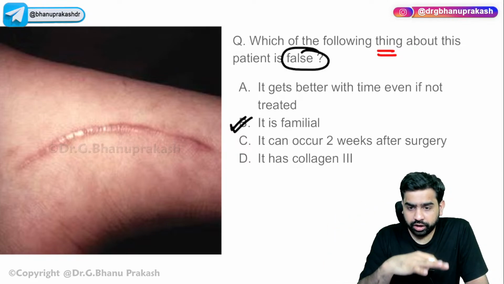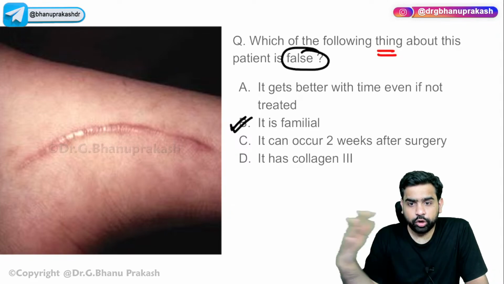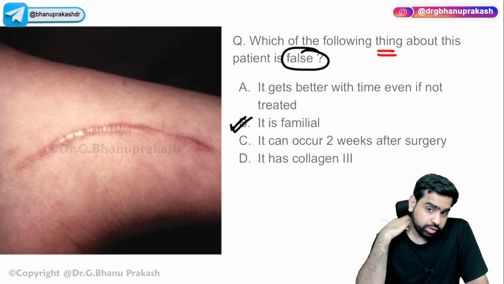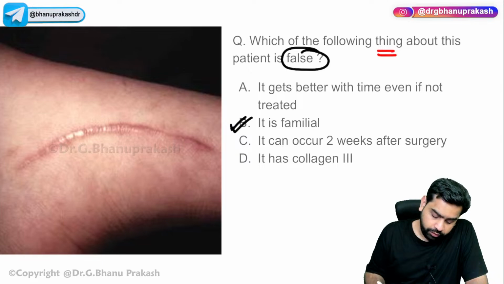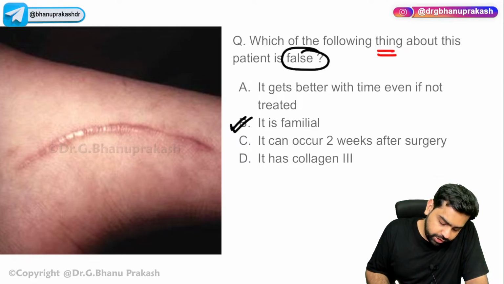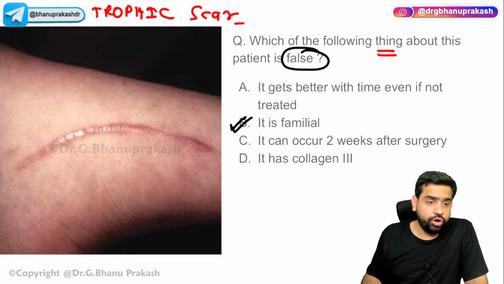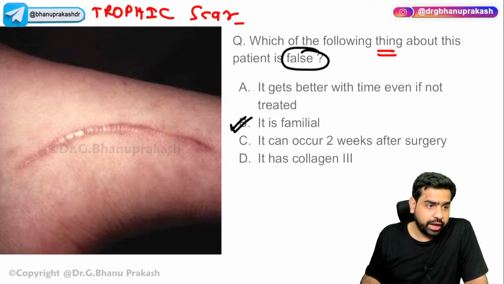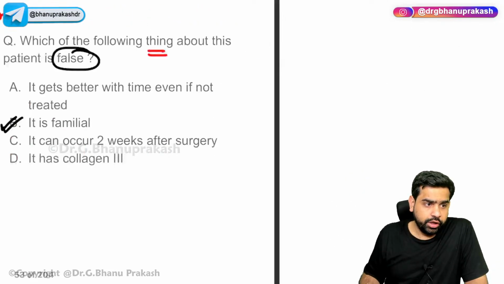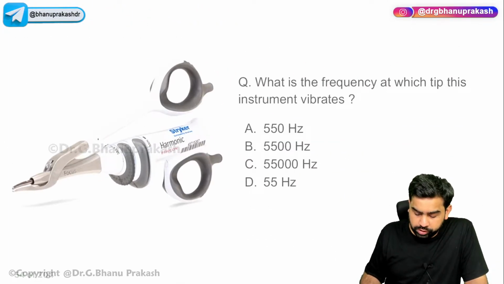Keloid is a malformed scar where the scar goes beyond the boundaries of the original wound. That is what a keloid and a hypertrophic scar are. Here, what you need to understand is that the diagnosis is a hypertrophic scar. What is the diagnosis over here? It is a hypertrophic scar. Okay, guys, this is what a hypertrophic scar is.